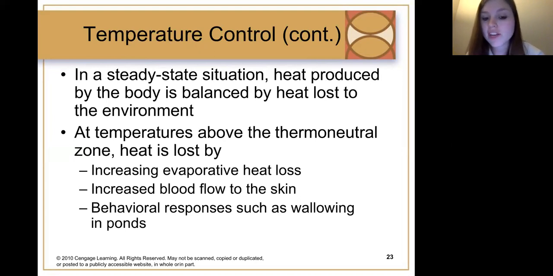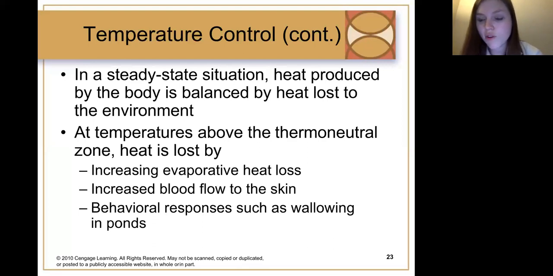There's increasing evaporative heat loss, increased blood flow to the skin, and behavioral responses, like wallowing in ponds, or you might see pigs wallowing in the mud. And so these are really important. If you see your animal wallowing around in mud and ponds, they may be hot, so make sure that there's enough shade in their pasture if they're outside, and things like that.